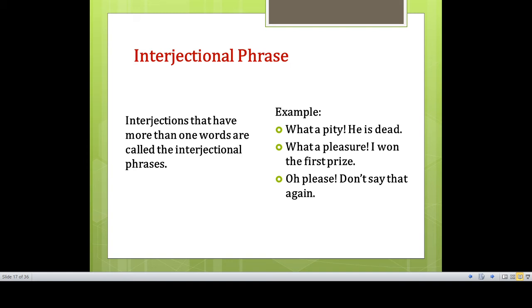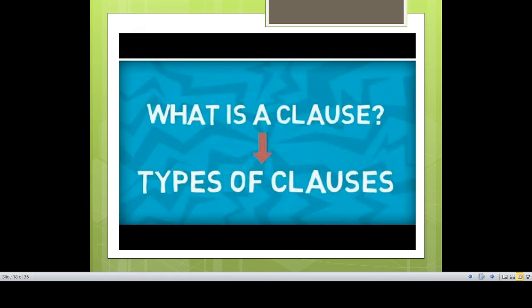In interjections, you have exclamation, isn't it? What a pleasure, what a pity, oh please, oh wow, it's amazing, wonderful, my goodness gracious, so many things are there. All these together form an interjectional phrase, which does the job of a single interjection. All right. Now we move on to a bigger kind of constituent, a bigger unit than a phrase.